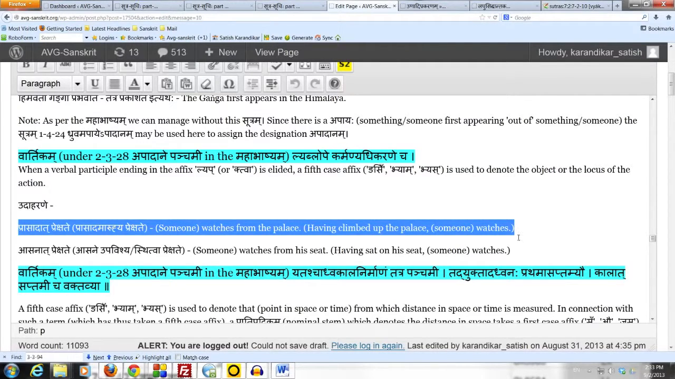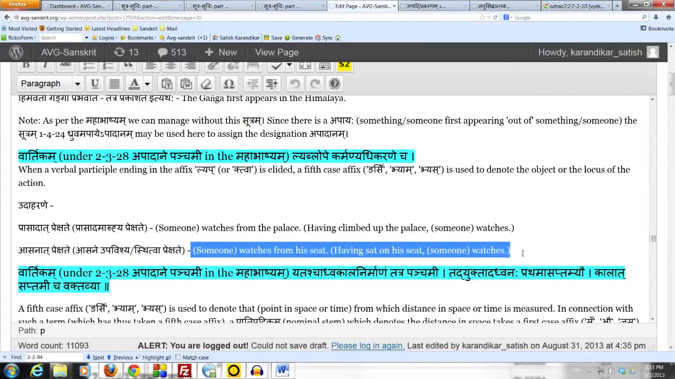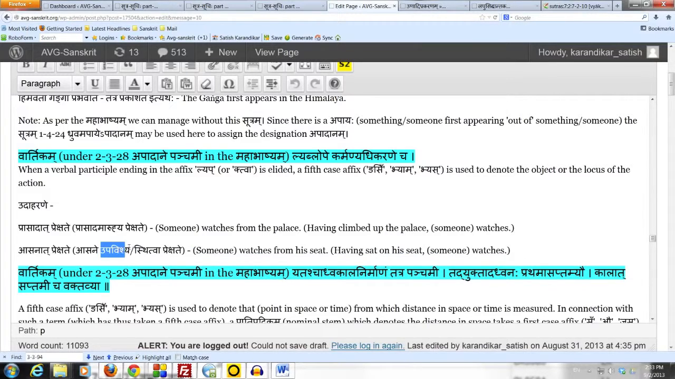Now in the sense of Adhikarane, the example is Asanat Prekshate, meaning Asane Upavishya Athava Sthitva Prekshate. Someone watches from his seat, meaning that having sat on his seat, someone watches. When the speaker does not explicitly mention the term Upavishya or Sthitva, then Asana, which denotes the Adhikaranam, the locus of the action of sitting, now takes a fifth case affix by this Vartikam. So we get the form Asanat. Notice here that Upavishya ends in Lyap, while Sthitva ends in Ktva. As we already remarked before, even though the Vartikam says Lyab Lope, it also includes Ktva Lope.